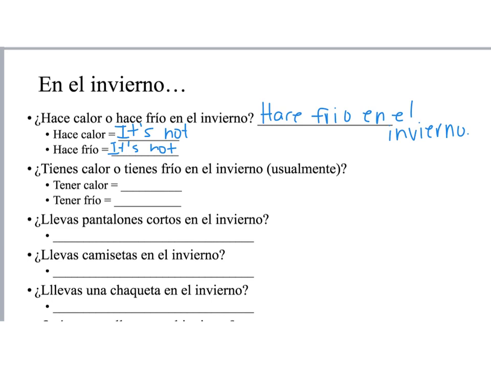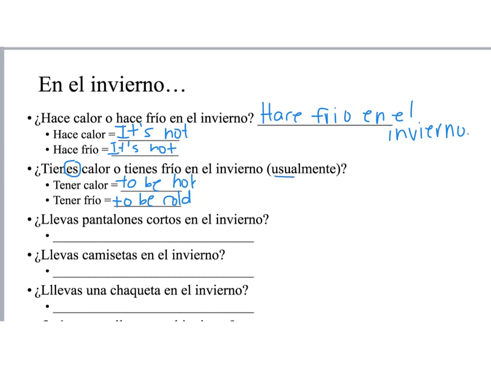¿Tienes calor o tienes frío en el invierno? Usualmente. So let's define those terms, tener calor and tener frío. You'll see that calor and frío are the same from the expressions above, but when you use them with tener, it means to be hot or to be cold. So now you're talking about a person feeling the hot or cold. So if I ask with this ending on tener, tienes, who am I talking to? Well, I'm talking directly to you. ¿Tienes calor o tienes frío? I'm asking you, are you hot or are you cold in the winter?